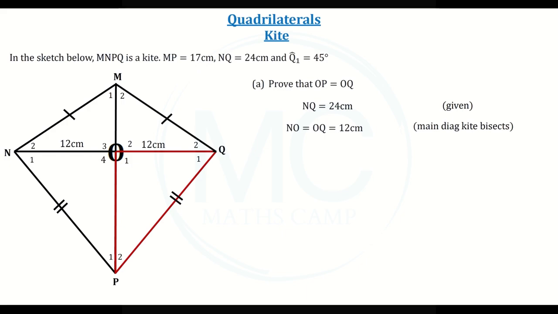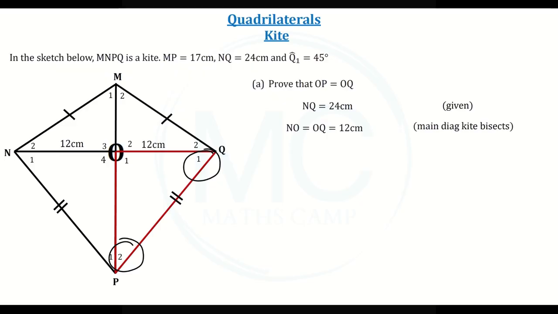We know from our work with triangles that if a triangle has two equal sides, then it has two equal angles as well. But this works the other way around. If a triangle has two equal angles, then it's an isosceles triangle and has two equal sides as well. So in order to prove that OP is equal to OQ, we need to prove that angle Q1 is equal to angle P2. Let's see what we know about these angles.